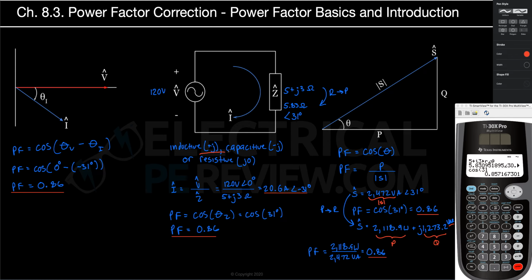All right, what happens if we have a resistive impedance? Let's repeat this entire exercise. We're going to use the same magnitude of 5.83 ohms, but we're going to use an angle of 0 degrees for our complex Z, and we're going to use the same voltage magnitude of 120 volts. So let's see what that looks like.